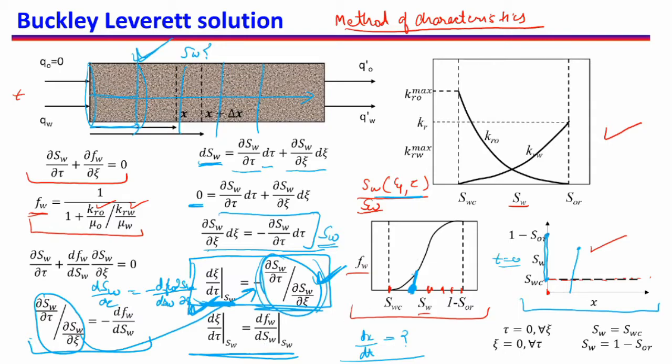So that means that is the slope of this curve. If we take any Sw, we take the slope at that Sw. If we take this Sw, we take the slope at that Sw, and that will give me the velocity of that particular Sw. So in the next slide we will see how this looks when we plot it with x versus saturation.